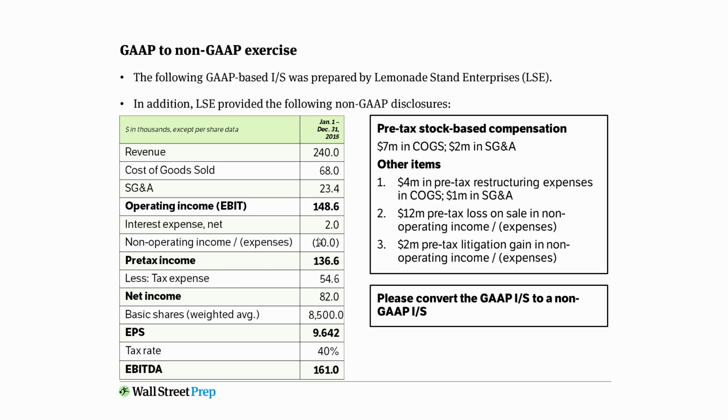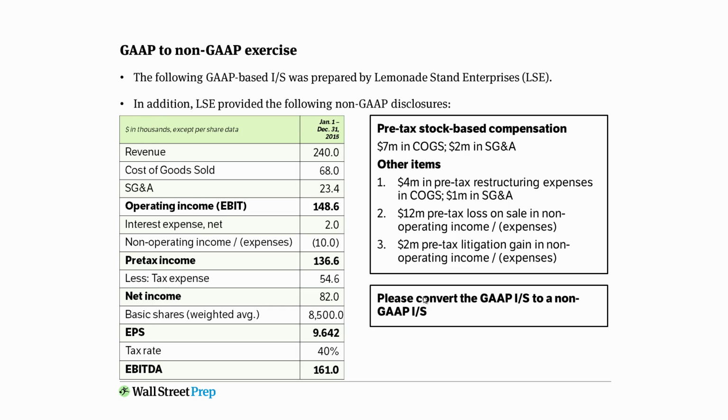So we have a net expense here. Just look at the row headers; they're identifying a net expense, which is actually $12 million in losses. There's also a $2 million pre-tax litigation gain in that same line item. So now the question is, please convert the GAAP income statement to a non-GAAP income statement.